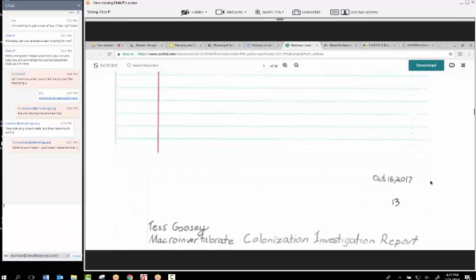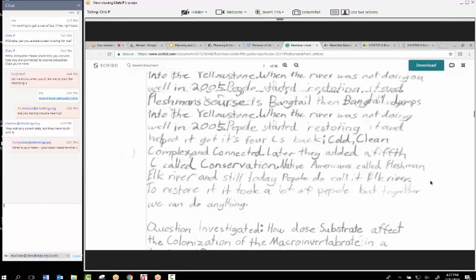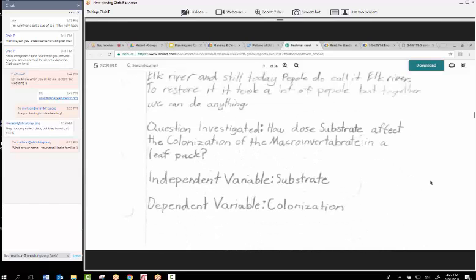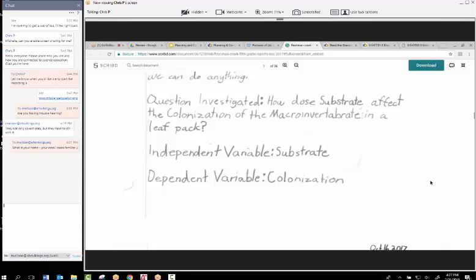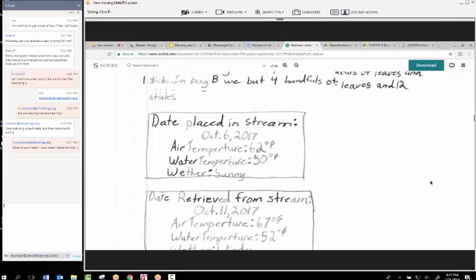And so here's another one. And I'm just going to go through each one so that you can see that they're different. "How does substrate affect..." Yes, they are in 5th grade. They're real. Real life students.